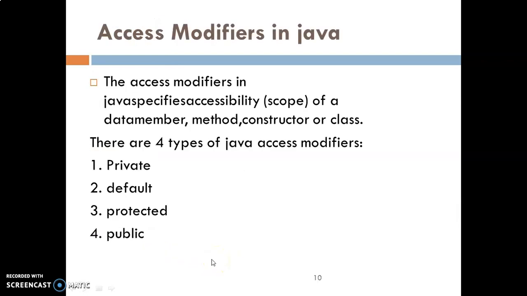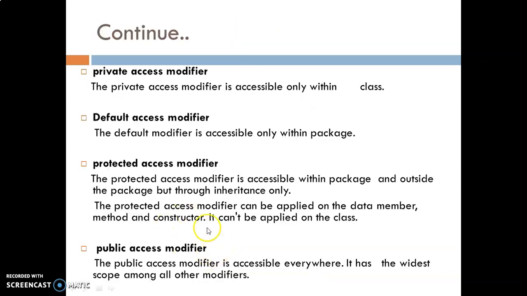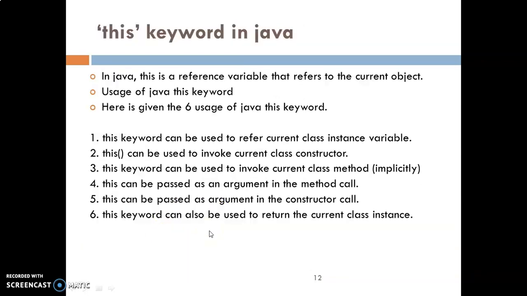The access modifiers in Java are private, default, protected and public. You are all aware of this. Now the this keyword in Java, whenever we are talking about this, it means we are talking about the current class. This keyword can be used to refer to the current class instance variable. Please remember this. Instance variable is nothing but we are talking about the object. Also, this can be used to invoke the current class constructor, and many more things are there.